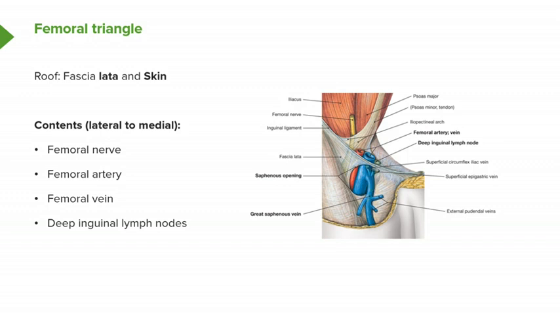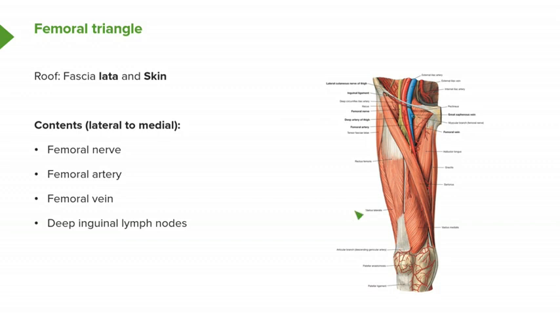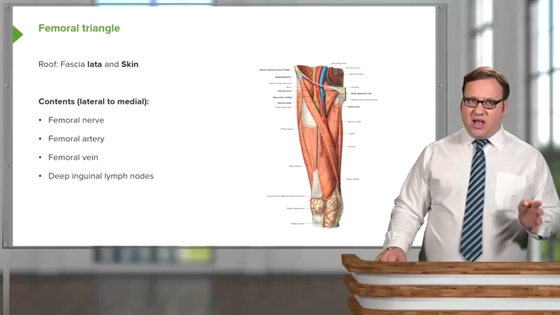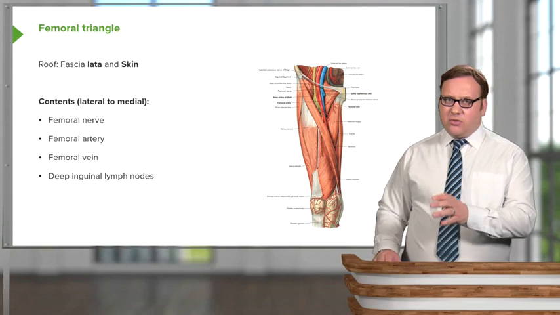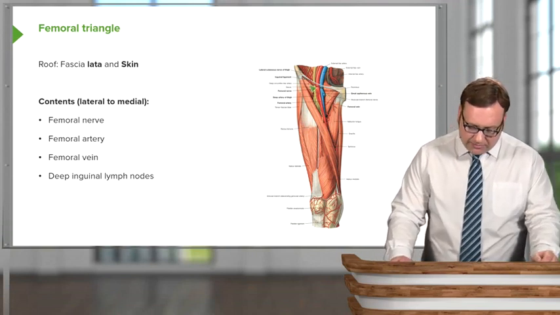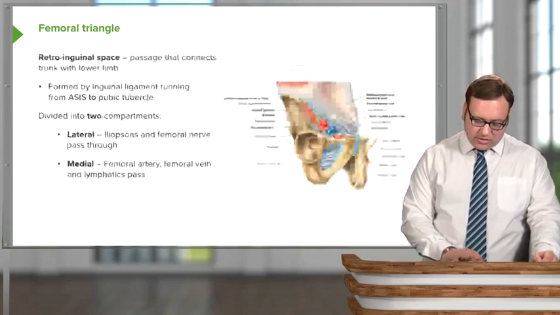We can see the contents of the femoral triangle include, from lateral to medial, the femoral nerve, the femoral artery, the femoral vein, and then, not included here, the deep inguinal lymph nodes. So we have nerve, artery, vein, inguinal lymph nodes, from lateral to medial within the femoral triangle.